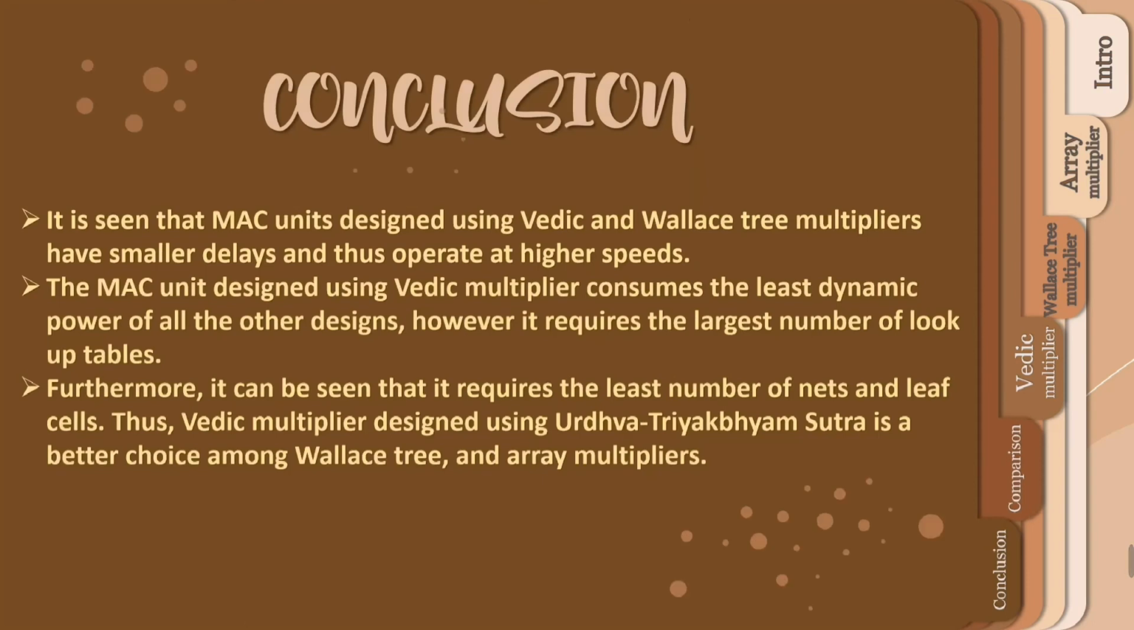In conclusion, it is seen that MAC units designed using Vedic and Wallace multipliers have smaller delays and thus operate at higher speed. The MAC unit design using Vedic multiplier consumes the least dynamic power of all the other designs. However, it requires the largest number of lookup tables. Furthermore, it can be seen that it requires fewer nets and leaf cells. Thus, Vedic multiplier design using UT Sutra is a better choice than Wallace tree and array multiplier.